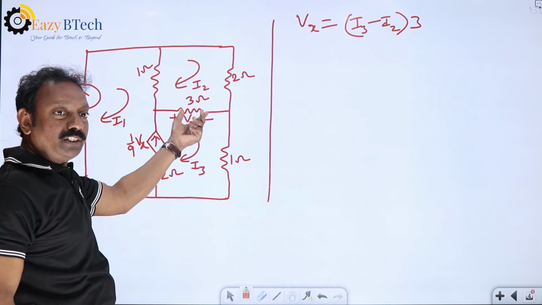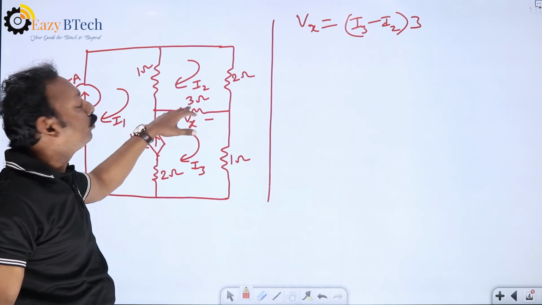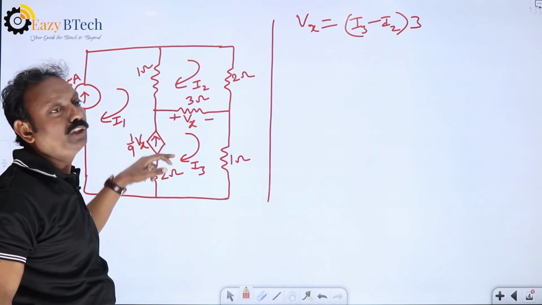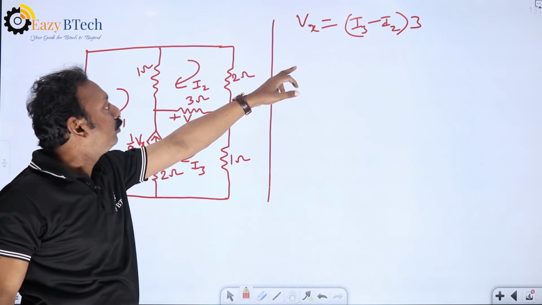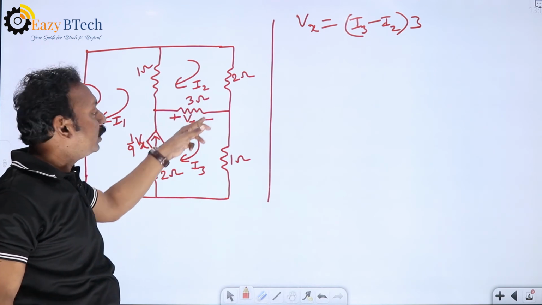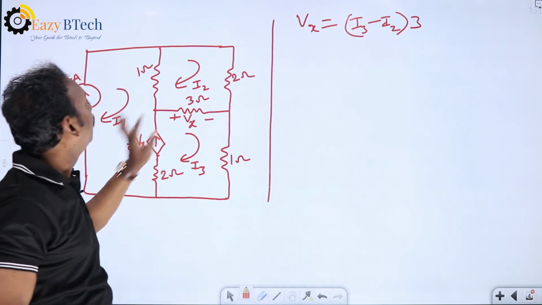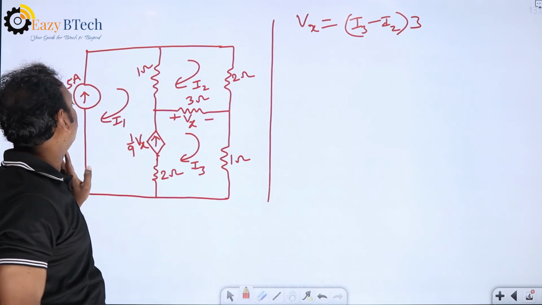Vx is the voltage across 3 ohm. The voltage across 3 ohm is the difference between these two currents, which is the current through 3 ohms, either I2 minus I3 or I3 minus I2. Why did we take I3 minus I2? Because the I3 current is entering the positive and I2 direction is into negative. Therefore, (I3 minus I2) into 3 is the voltage across 3 ohms. So, one step is over.